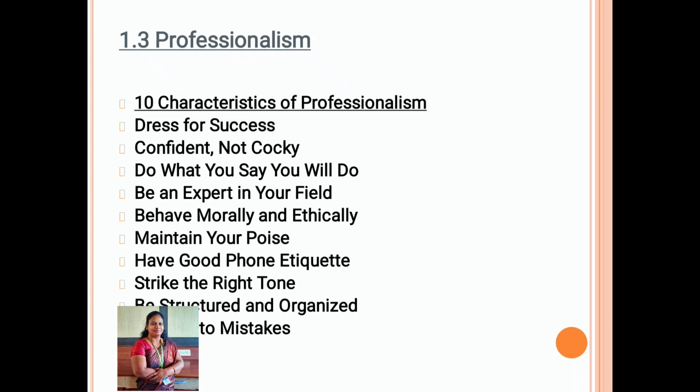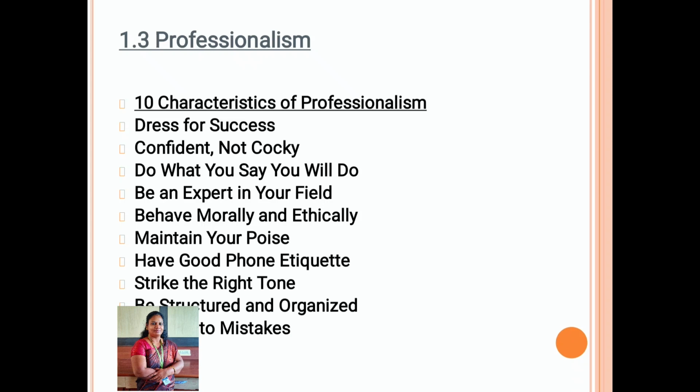Maintain your poise, that's very important. A professional must maintain his poise even when facing a difficult situation. For example, if a colleague or client treats you in a belligerent manner, you should not resort to the same type of behavior.